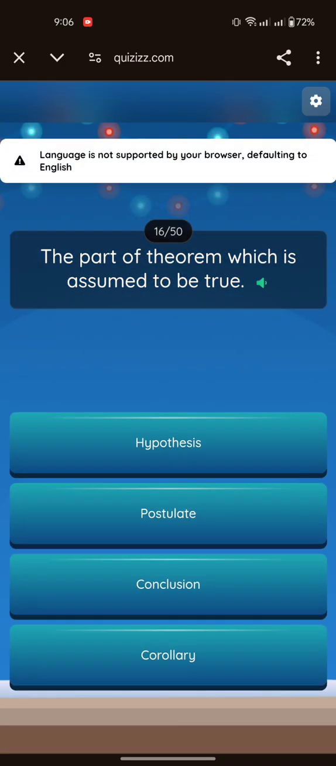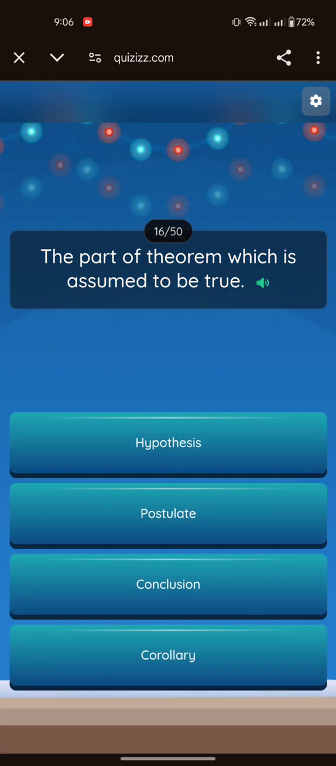Question. The part of theorem which is assumed to be true. Option 1 hypothesis. Option 2 postulate. Option 3 conclusion. Option 4 corollary.